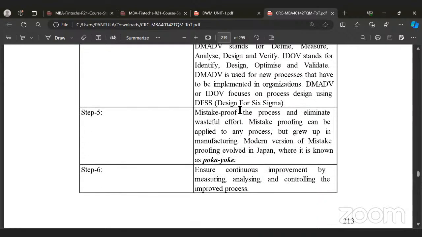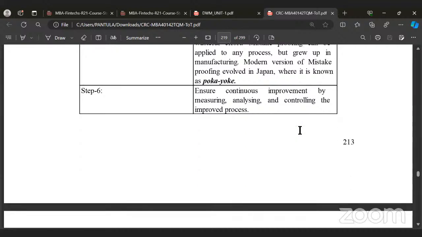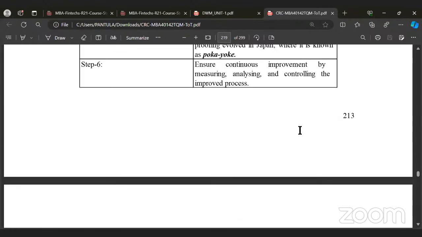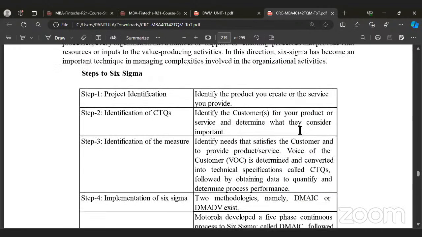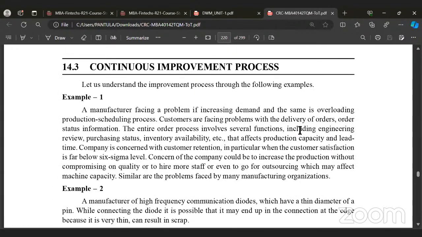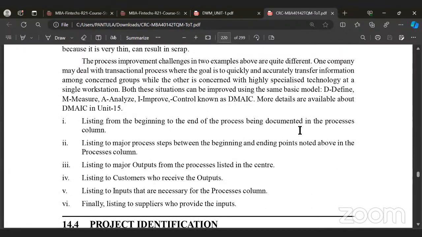So step 5 is mistake proof. So there is no mistake, elimination of waste effort. And step 6, ensure the continuous improvement by measuring, analyzing, and controlling the improvement process. So it's going to happen in a step-by-step process, implementing Six Sigma. Now, continuous improvement. How are we going to get the continuous improvement? Once they are implemented in project stages, it's going to be continuous improvement.